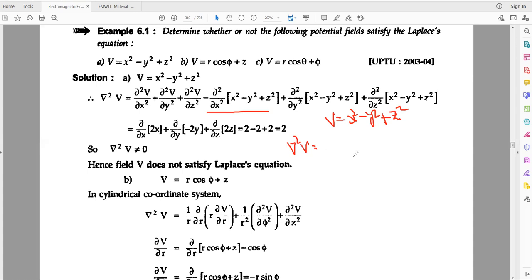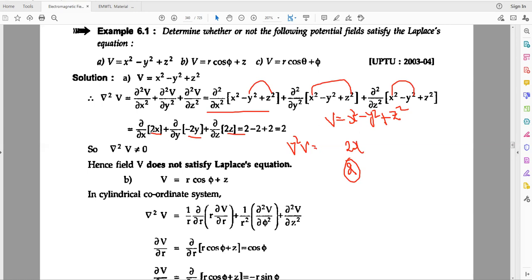X square, first derivative is 2x, and second derivative is 2. So ∂²V/∂x² is 2x here, the minus 2y and the 2z. In this function, x and z are constants, zeros. In this function, y and z are constants. In this function, x and y are constants. So we'll get only the 2x, 2 minus 2y and plus 2z.